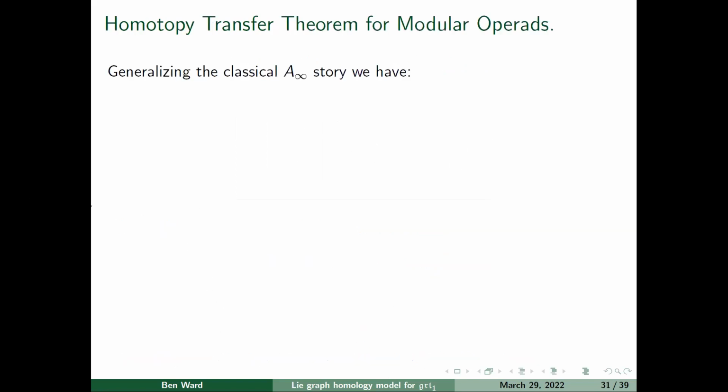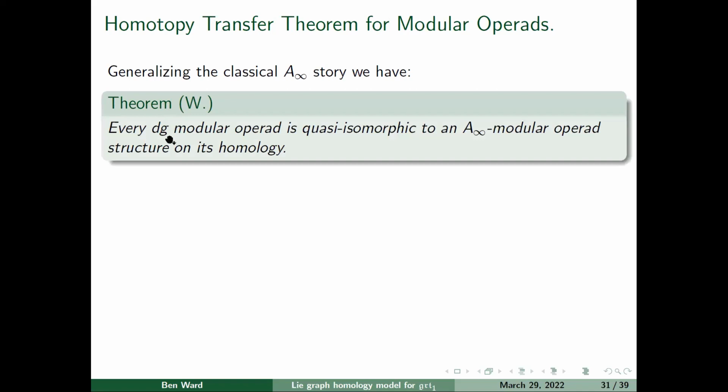So let me give you a generalization of this classical A infinity story to modular operads. And that is that every DG modular operad is quasi-isomorphic to some structure on its homology. And that structure is that of an A infinity modular operad.